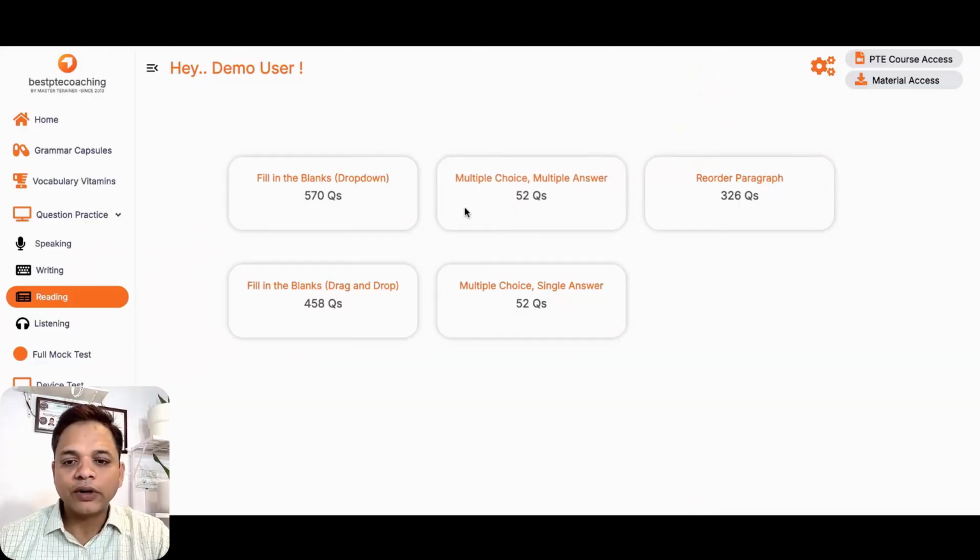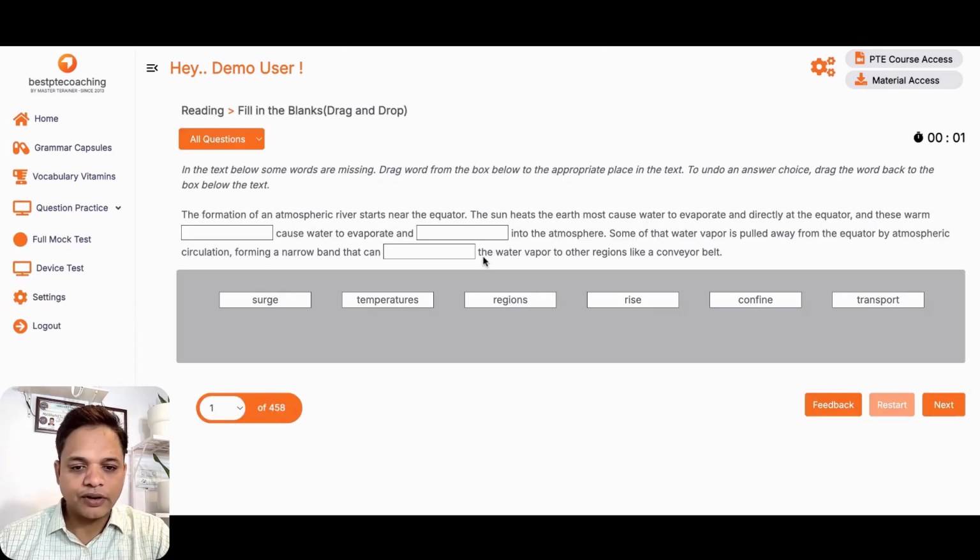examination. In the PTE real examination, there will be minimum 4 questions from this, maximum 5 questions from this. And the weightage is 18 marks in reading. Now let's look at one sample question. Fill in the blanks, drag and drop.